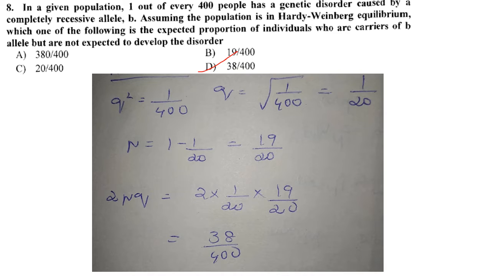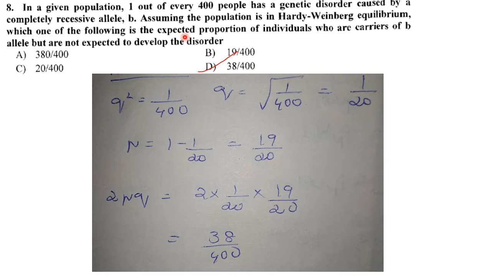Then next one. In a given population, 1 out of every 400 has genetic disorder caused by a completely recessive allele b. Assuming the population is in Hardy-Weinberg equilibrium, which one of the following is the expected proportion of individuals who are carriers of b allele but are not expected to develop the disorder? So they have given q squared equal to 1 by 400, or q is equal to 1 by 20. Now we know the value of p. So 1 minus 1 by 20, that is 19 by 20.